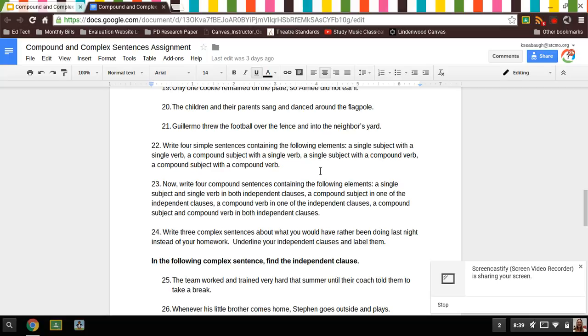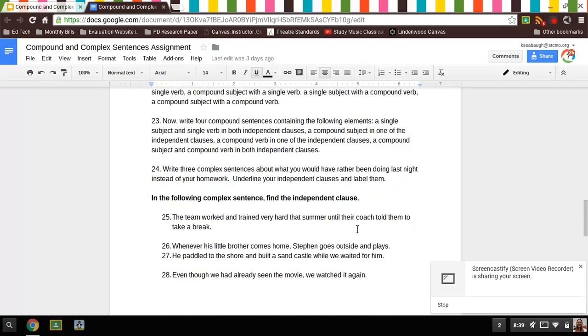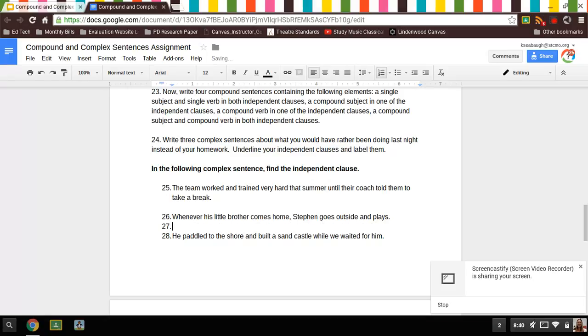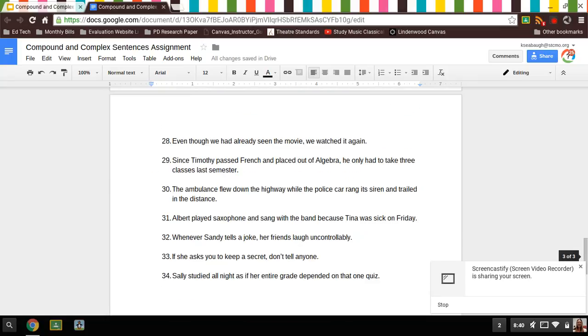For number 23, you're going to write 4 compound sentences. Each one should contain one of these elements. And then 24, you're going to write 3 complex sentences about what you would rather have been doing last night instead of your homework. Make sure you underline your independent clauses and label them. Then on the next section, you're going to identify the independent clauses. So highlight the independent clause in these sentences.